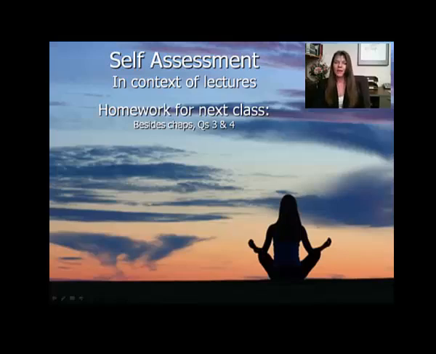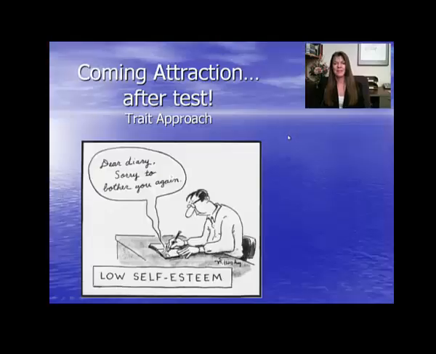So before you start the lecture segments for the trait approach, you're going to want to fill out questionnaires 3 and 4 and score them, have the scores on your self-assessment sheet filled out, and then make sure you have that self-assessment sheet sitting out there with you when you start the lecture segments for our next lecture, which is going to be on the trait approach.